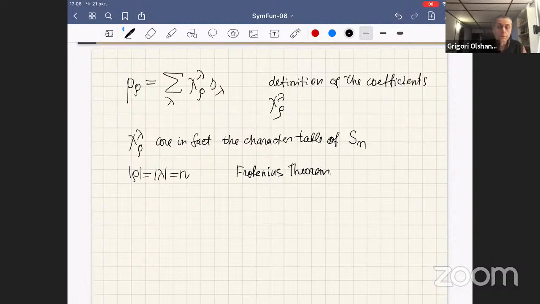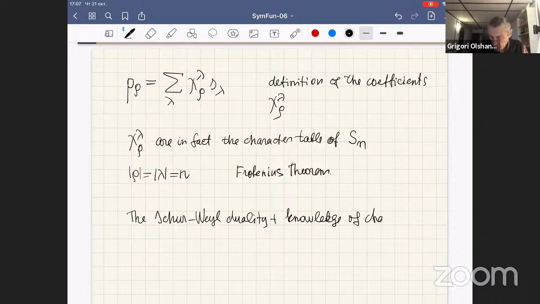So I don't want to prove it, because it is some fact of the representation theory, but I would like to comment a little bit about it. There is a way to connect it to the representation theory of the general linear groups. In fact, if we know the characters of general linear groups, and provided we also know the Schur-Weil duality, then we can prove this formula. So the Schur-Weil duality plus the knowledge of characters of GLN implies the Frobenius theorem.